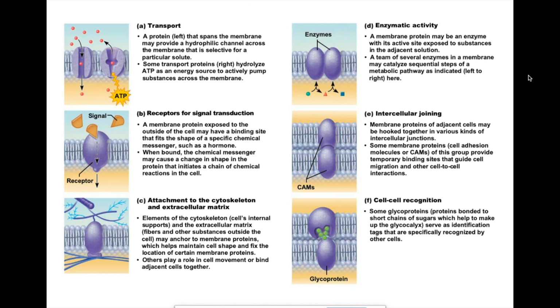As I said, proteins have a whole lot of responsibilities and functions. Again, their shapes give some insight as to what their functions may be. These are a few of them, and I'm going to let you read this on your own. You have transportation capabilities. They can act as receptors for signal transduction. They can attach to the cytoskeleton to help with support and structure of our cells, enzymatic activity, intracellular joining, and cell-to-cell recognition and communication.